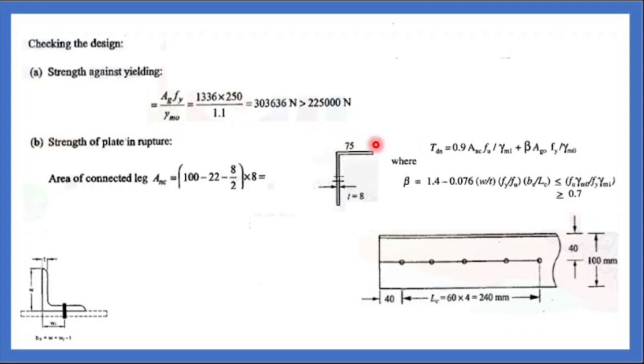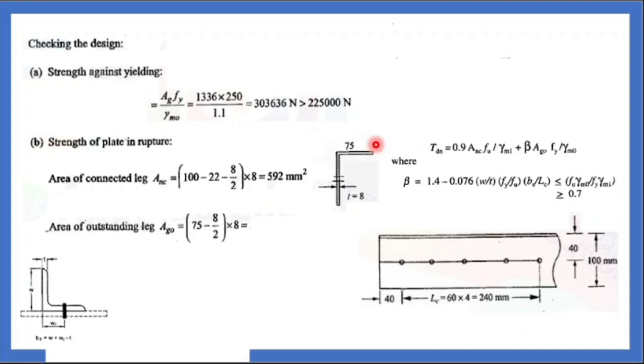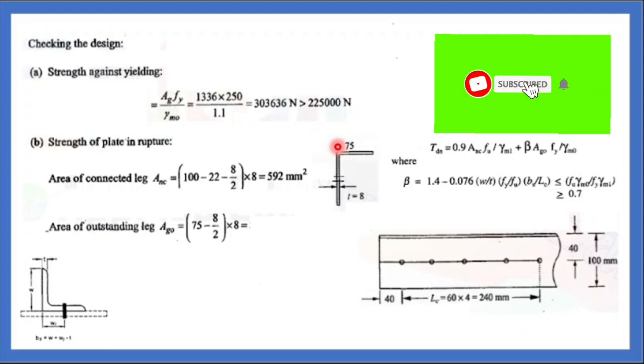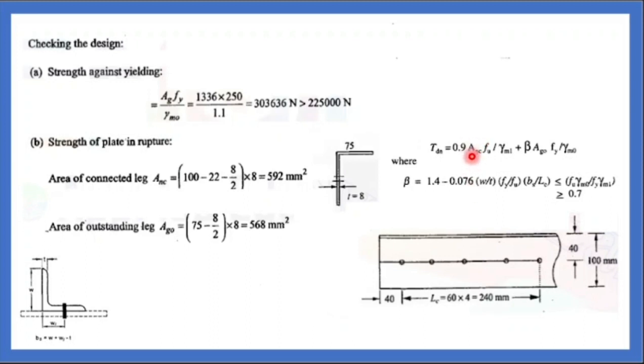75 minus 8 by 2 into 8, that is 592 mm square. Now the area of the outstanding leg, this is your outstanding leg: 75 minus the thickness 8 by 2, the centroid of the thickness, into 8 mm, which will be 568. Now you know A and C, the area of the connected leg and the area of the unconnected leg.